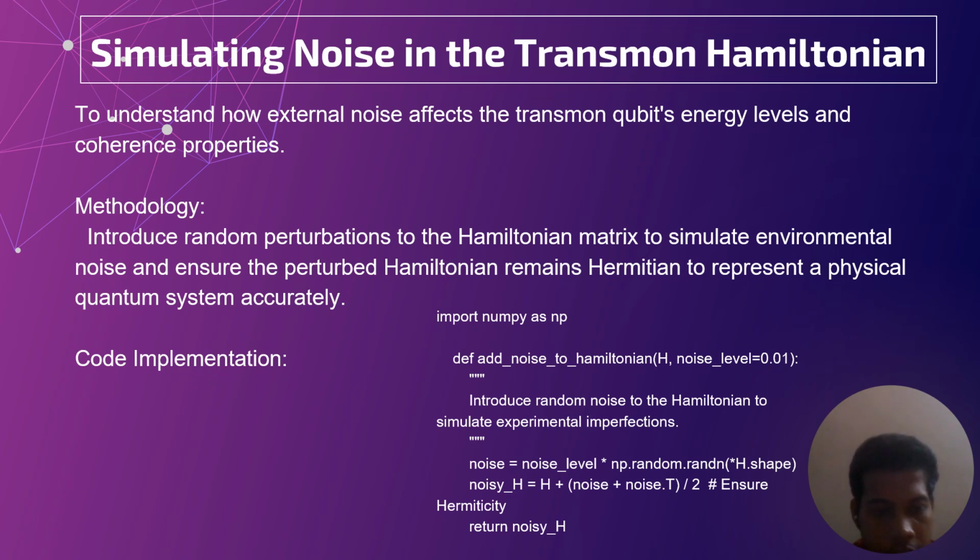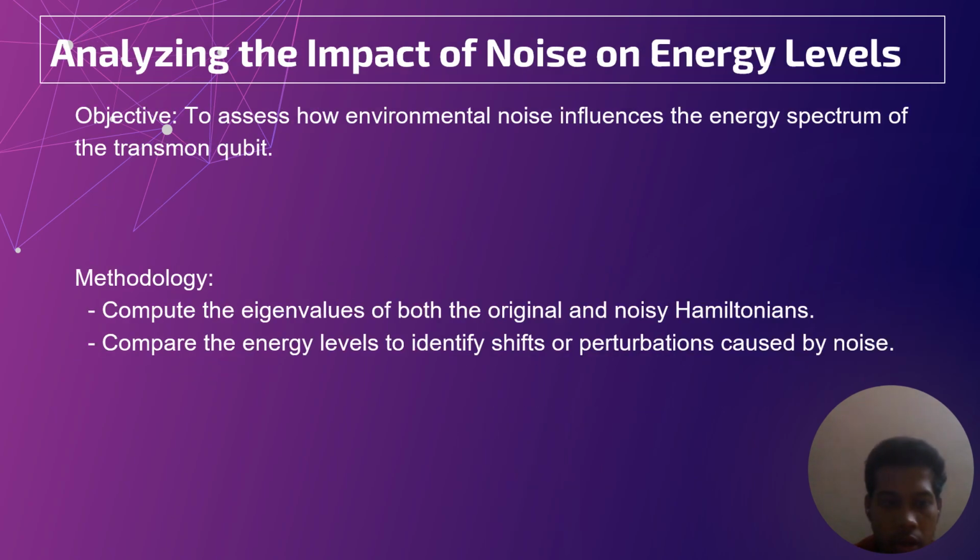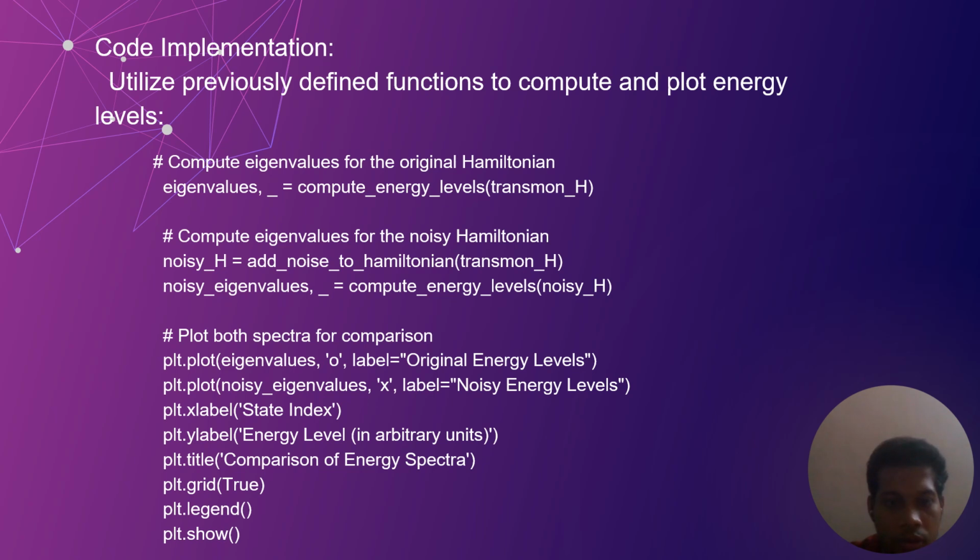In the final slide, we can analyze the impact of the noise on the energy levels. To assess the impact of noise, we compare the energy levels of the original and noisy Hamiltonians. Here is how we have done it. This is the function. Here is how we can do this in Python. This code computes and plots the energy levels of both the original and noisy Hamiltonians, allowing us to visually compare and analyze the effects of noise on the Transmon qubit's energy spectrum.